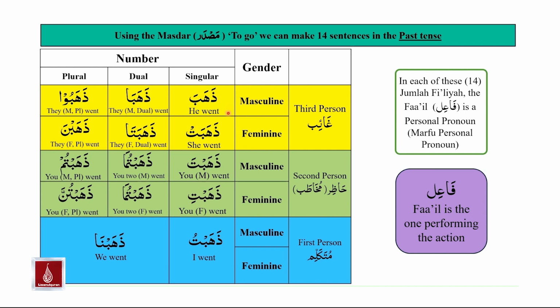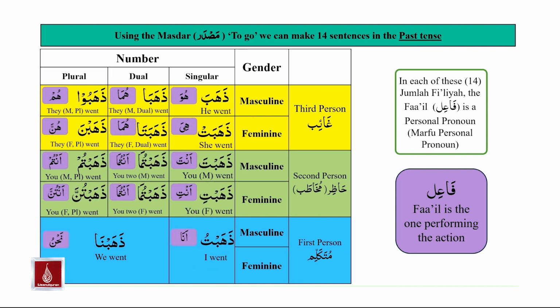Zahaba means he went. In the case of zahabtum, zahabtum means you went, referring to masculine and plural. In the case of zahabtum, the fa'il is antum. The marfu personal pronoun antum is used for the meaning of you, referring to masculine and plural. Zahabtu has the personal pronoun ana. Zahabtu means I went. In this table, we see the 14 jumla fi'liya, and highlighted in purple, we see the associated marfu personal pronouns. All of these marfu personal pronouns are fa'il.